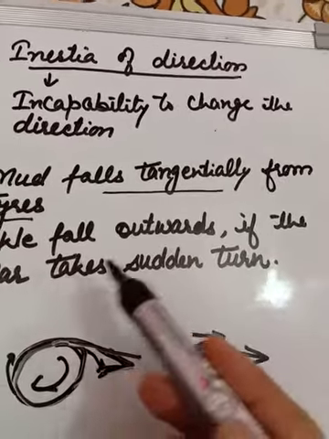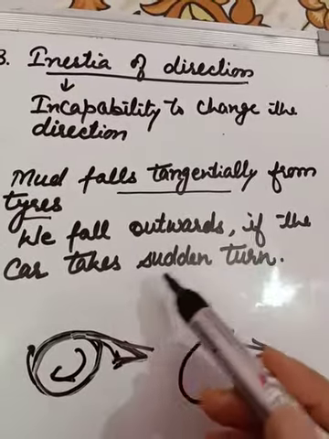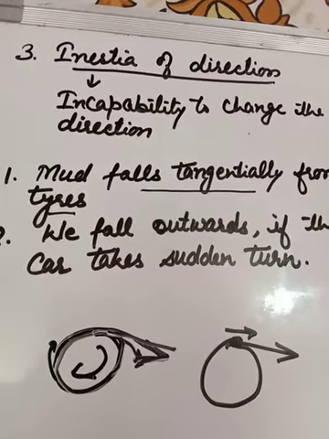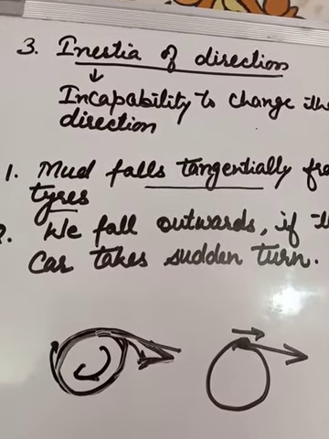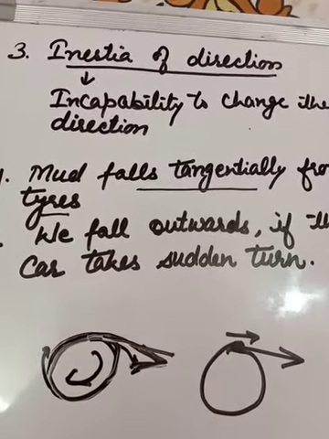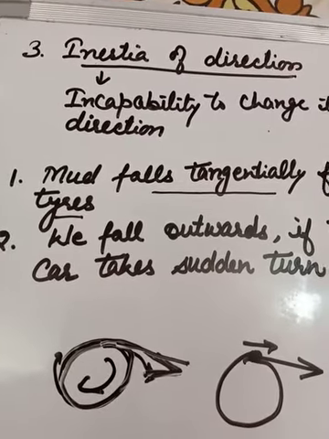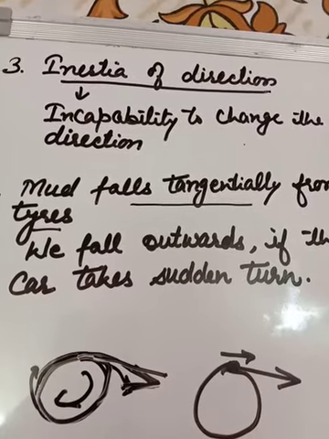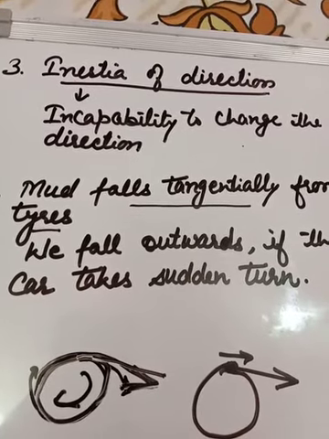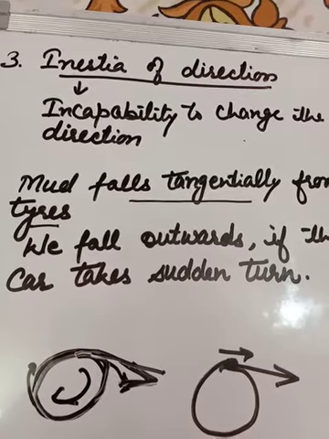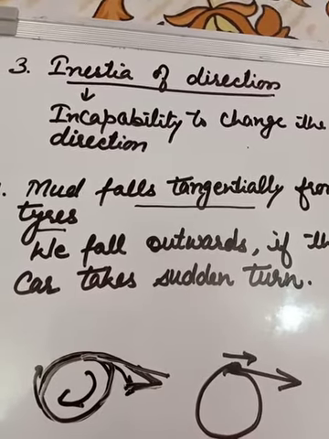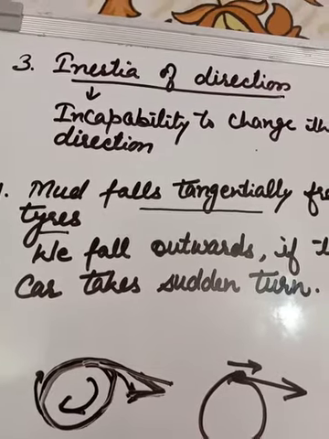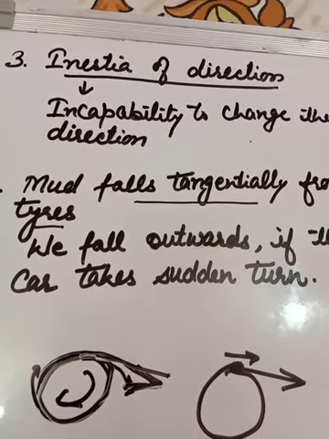Then one more is that we fall outwards if the car takes a sudden turn. You might have observed that if you are sitting in a vehicle and it takes a turn, we always fall outwards. This is because of inertia of direction. Our body remains in the same direction while the car changes its direction, so we fall in that particular direction. So this was inertia of direction.